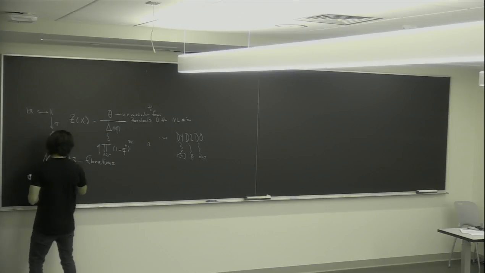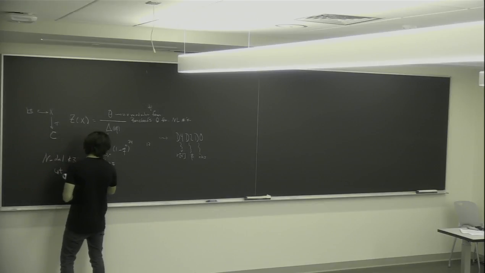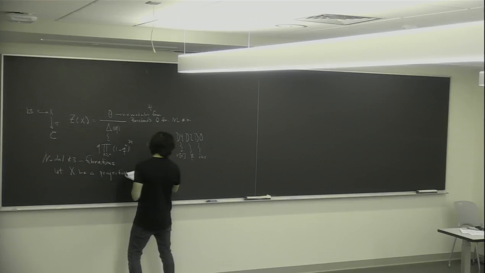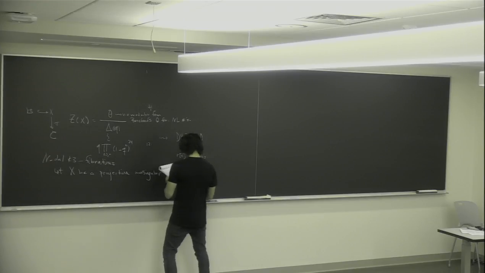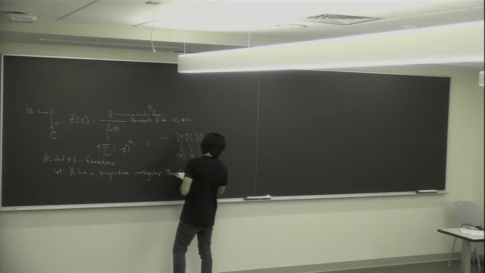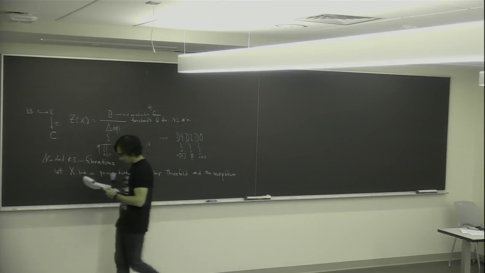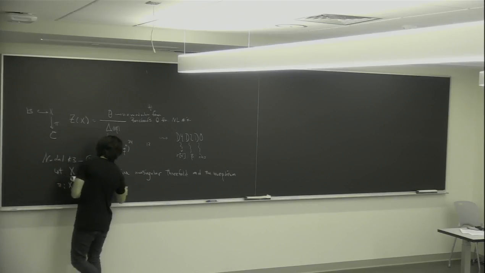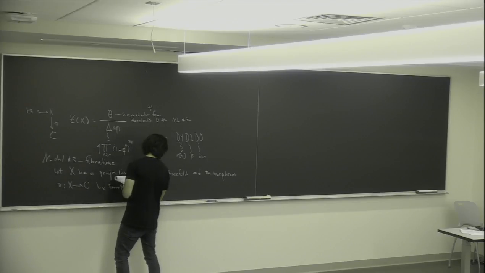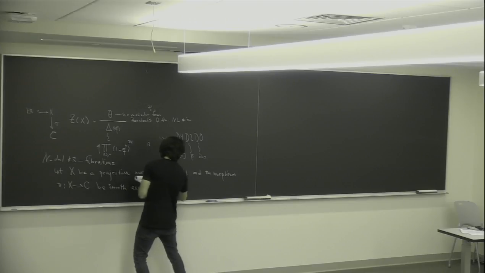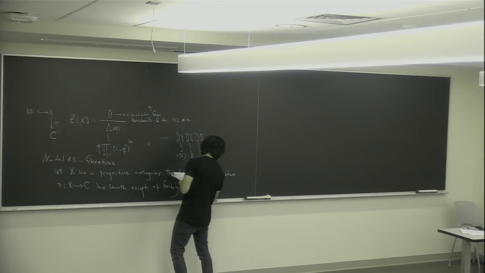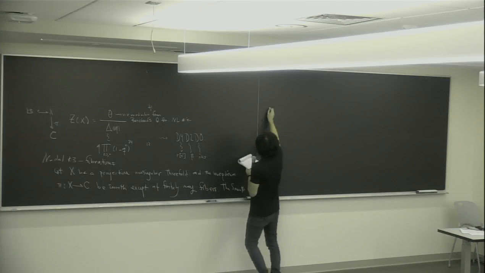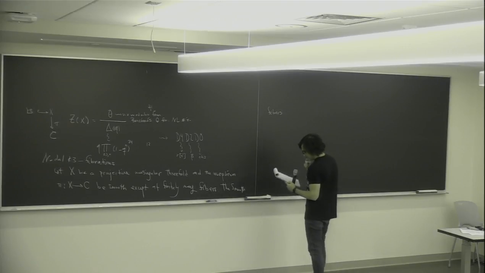So let X be a projective non-singular threefold, and let the morphism, let's call it pi again, X to C be smooth except at finitely many fibers. The smooth fibers are K3 surfaces.